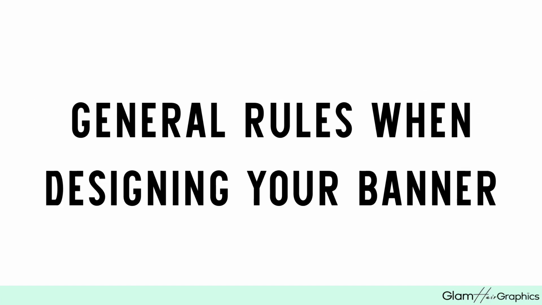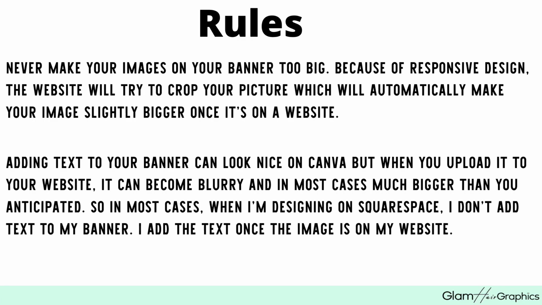Here are some general rules when designing your banner. Never make your images on your banner too big. Because of responsive design, the website will try to crop some of your picture, which will automatically make your image slightly bigger once it's on a website. The way to get around that is to alter your design settings, if you're using Squarespace, to the exact size of your banner. So when you're working on Canva, make sure that the sizes that we put, I think it's 1350. I'm going to show you what that looks like, so just keep watching.